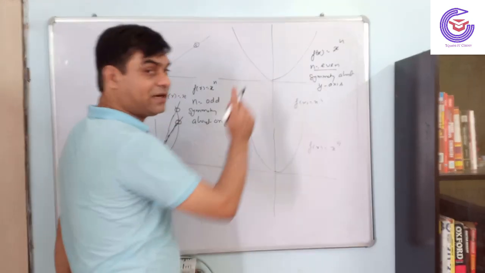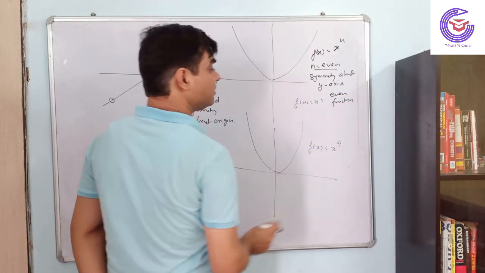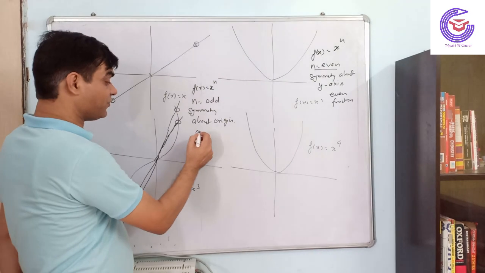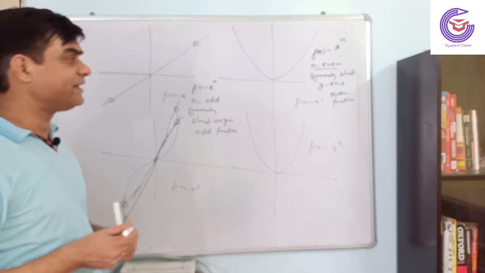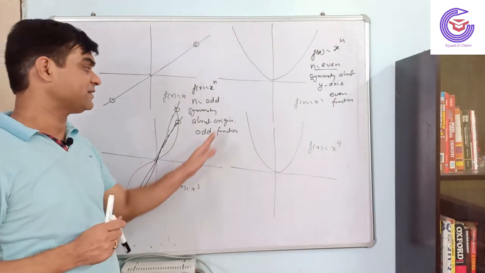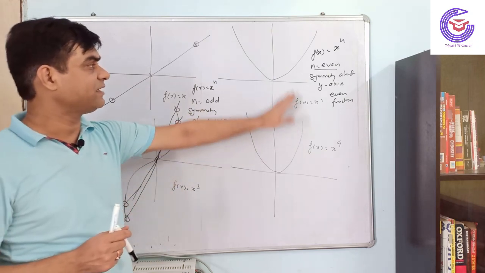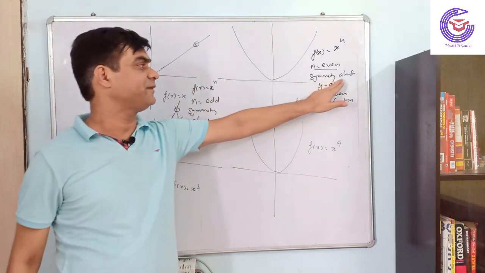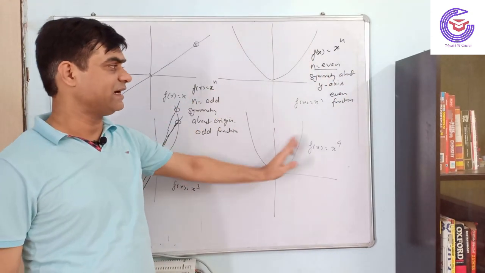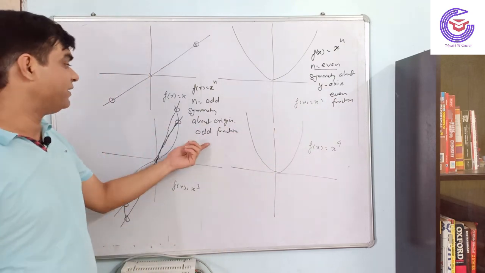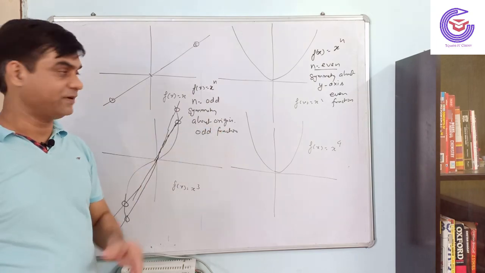This type of function is called an even function, and this type of function is called an odd function. We will see more detail once I make a video on even functions and odd functions. But in a nutshell, if the graph is symmetrical about the y-axis, then it will look something like this, and it is called an even function. And when the graph is symmetrical about the origin, then that is called an odd function.